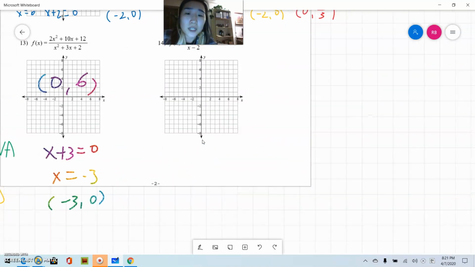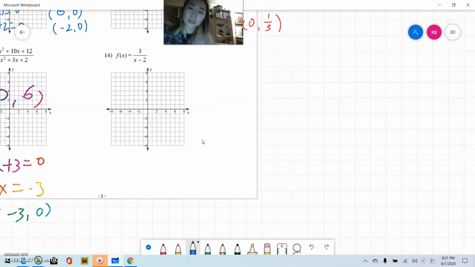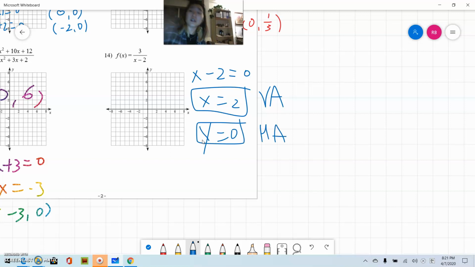All right, last one of the day, and it's the simplest one. It's the section 3 one. So we know this very well. x minus 2 is equal to 0. So x equals 2 is my vertical asymptote. Horizontal asymptote, because the degree of the numerator is 0 and the degree of the denominator is greater, is y equals 0. So whenever your degree of a denominator is greater, your horizontal asymptote is always y equals 0.